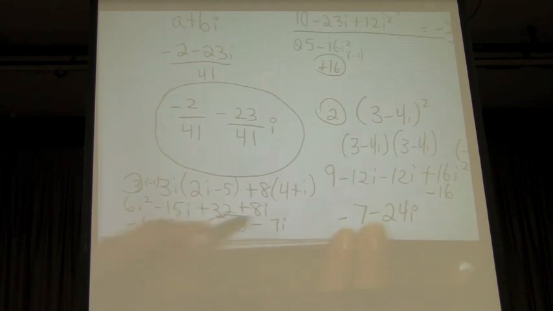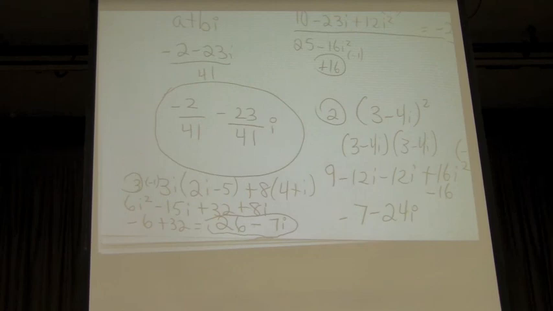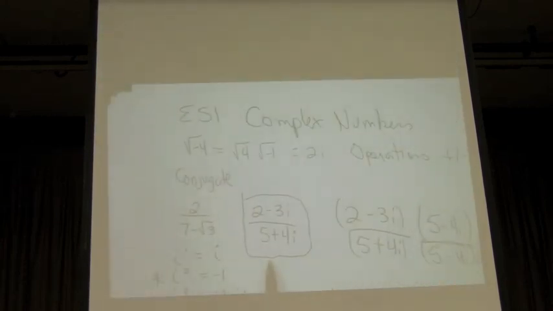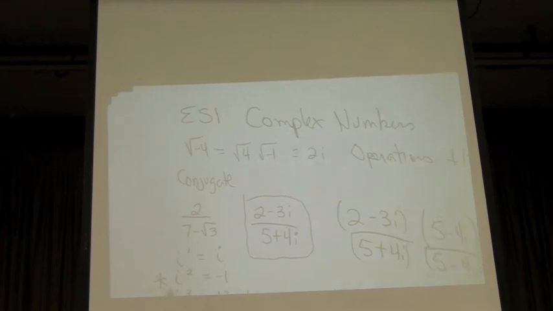There is a reason why complex numbers are our first standard. It's basically the what? Easiest one. Does everybody understand complex numbers? Yes. The key is multiplying by a conjugate and remembering at all times i squared is -1.